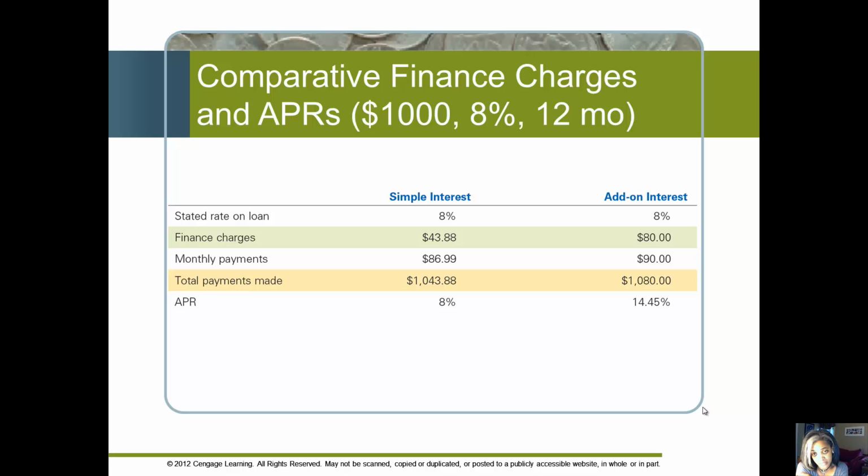So here's a comparison between simple interest and add-on interest. This is the example that we just did. We had a stated rate on both loans of 8%, but our finance charges with simple interest were $43.88, but $80 with add-on interest. Monthly payments were a little bit closer, but the total payments were a bit higher, and the APR was much higher for the add-on interest alone.